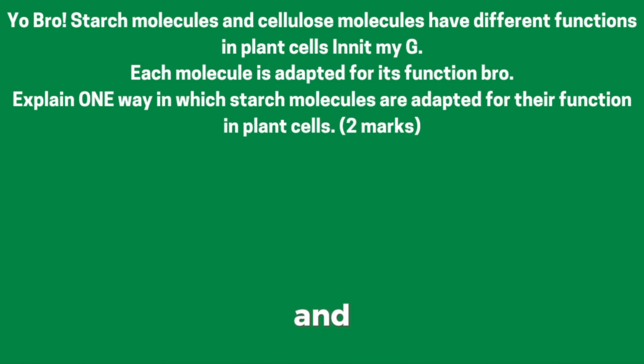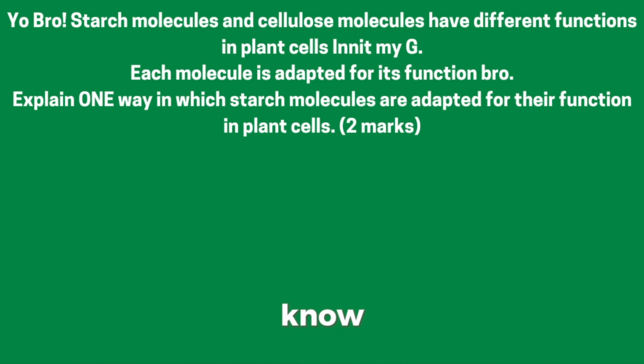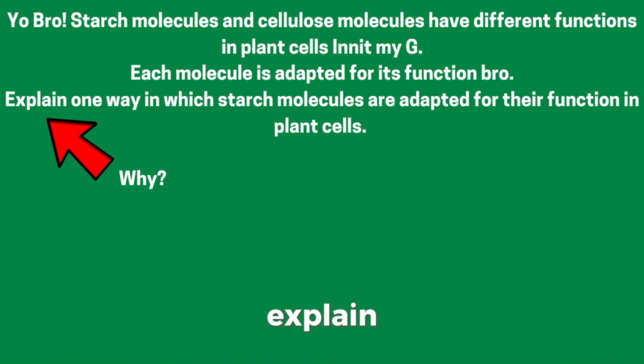Now, let's finish this video with a little cheeky exam question, okay? It says here, yo, bro, starch molecules and cellulose molecules have different functions in plant cells. Each molecule is adapted for its function, bro. Explain one way in which starch molecules are adapted for their function in plant cells. And this one is for 2 cheeky marks. Alright, bro, lock in and get this one done yourself. So instantly by reading the question, you should know that it commands you to give an explain, right? It's an explain question. So why? It wants you to know why. So tell me and then explain why this happens.